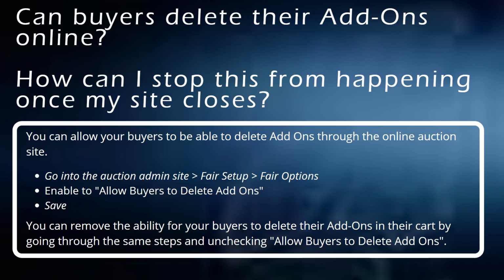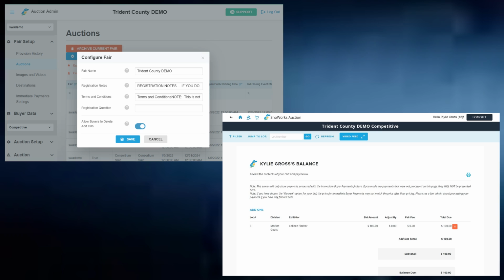Similarly, let's say that you want to stop your buyers from being able to delete their add-ons, whether it be because your site closes, or maybe it's just getting out of hand, or whatever the case is. You can definitely remove the ability for your buyers to delete those add-ons in their carts. You'll just go through the same steps. You will log into your admin site under auctions, and then you'll go ahead and click on Fair Options. And then at the very bottom of that little pop-up, you'll see allow buyers to delete add-ons. So you can at that point go ahead and enable or disable the ability for them to delete those add-ons.